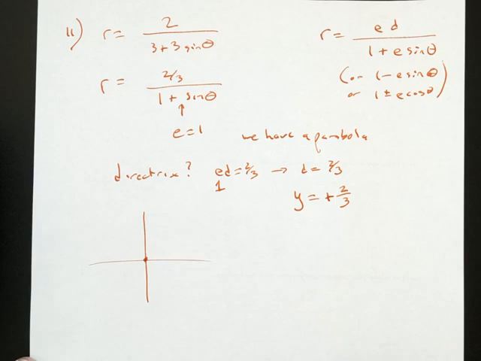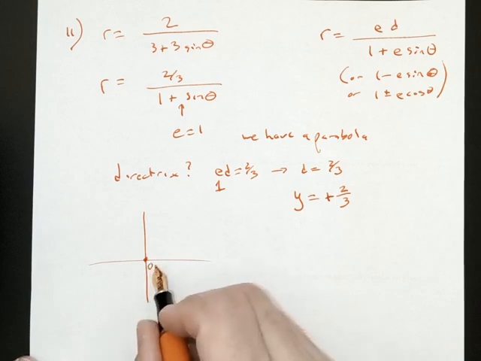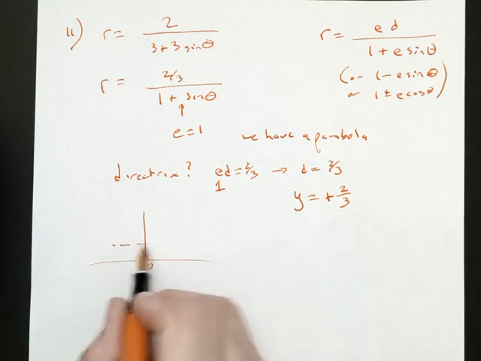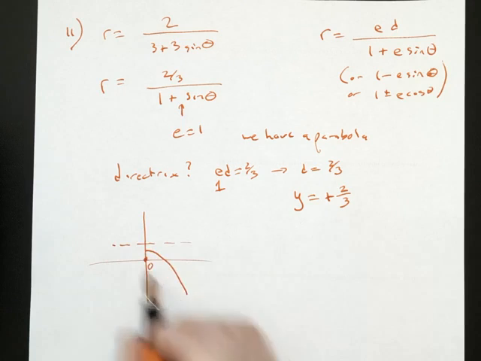the focus is here at the origin. In every polar conic section, a focus is at the origin. And this is a positive number. This curve should go like this.